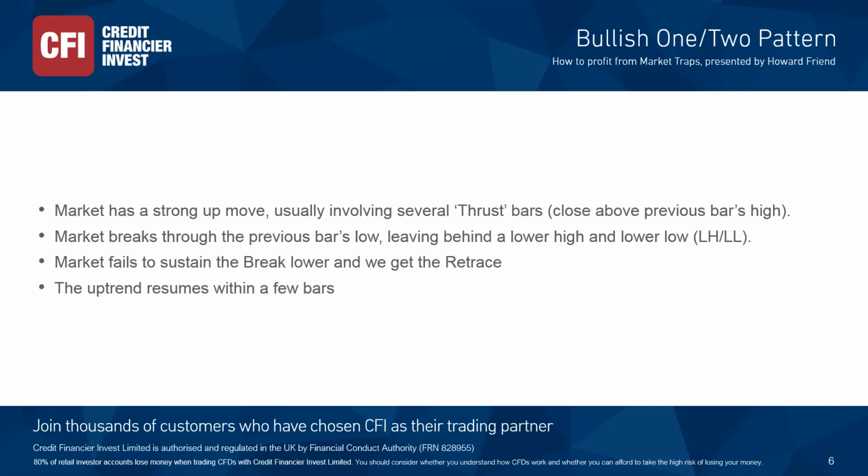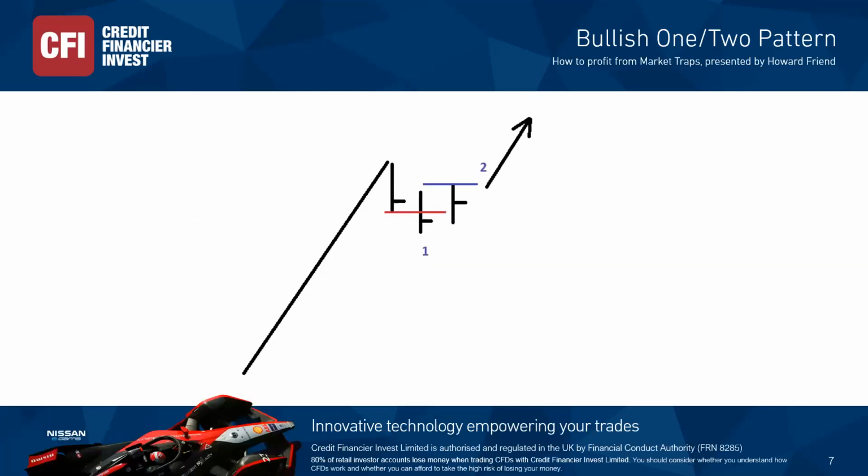Okay, so we've got a move to the upside, which is the trend or the momentum. Then we get a correction to the downside, which results in the break of the break and retrace setup. After that move to the downside, the market fails to sustain it and the trend buyers come back in. Then we start to get the retrace in the direction of the main trend. And then before you know it, we have a resumption of the uptrend within a few bars. Let's take a look at how the pattern works.